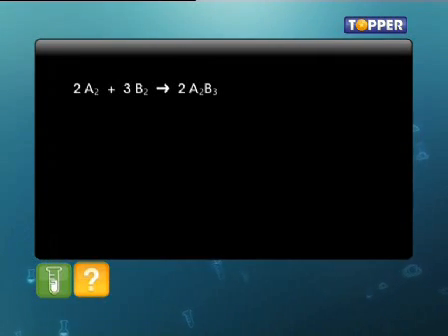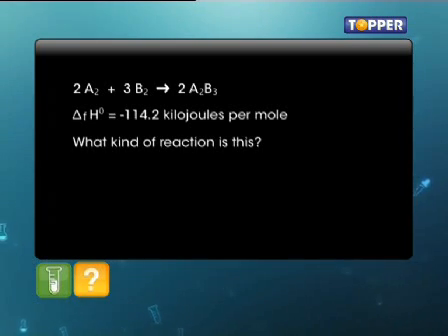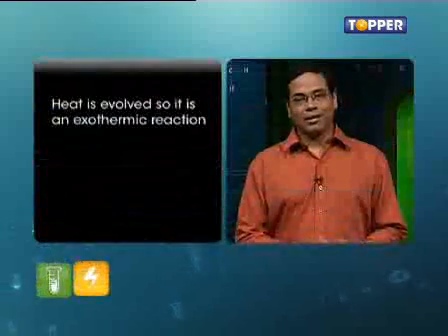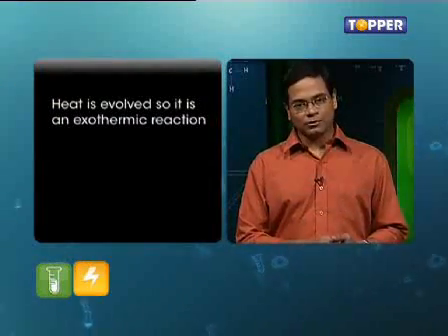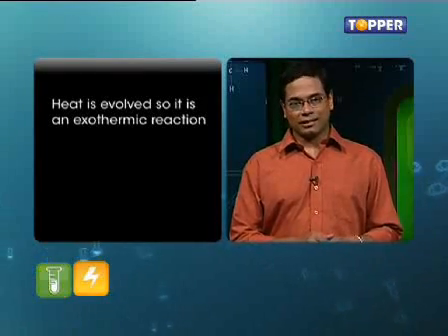In the given reaction, 2 moles of A2 react with 3 moles of B2 to give 2 moles of A2B3. Enthalpy change is minus 114.2 kilojoules per mole. What kind of reaction is this? And is this the enthalpy of formation of A2B3? Let's tackle this step by step. Observe the change in enthalpy carefully. It is negative, which implies that this is an exothermic reaction.